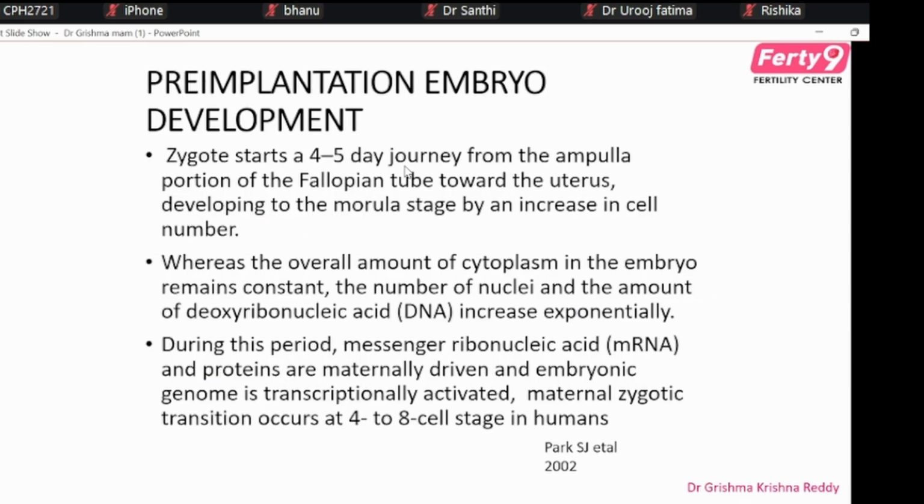The zygote starts a 4 to 5 day journey from the ampulla portion of the fallopian tube towards the uterus, developing into the morula stage by an increase in cell number. Whereas the overall amount of cytoplasm in the embryo remains constant, the number of nuclei and DNA increase exponentially. And also the mRNA and proteins are maternally driven, and the embryonic genome is activated, which happens during the 4 to 8 cell stage in humans.